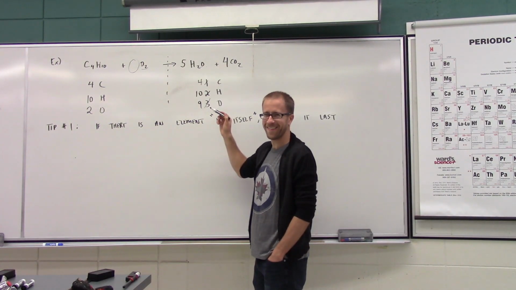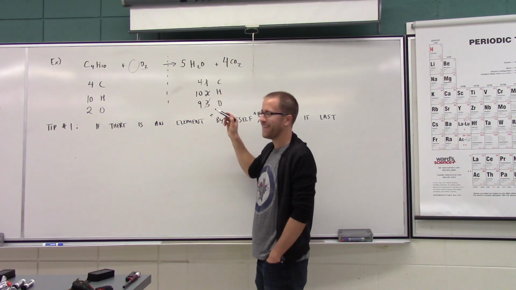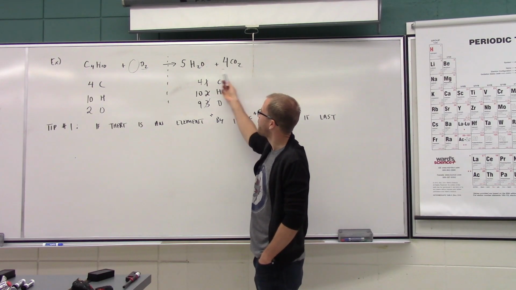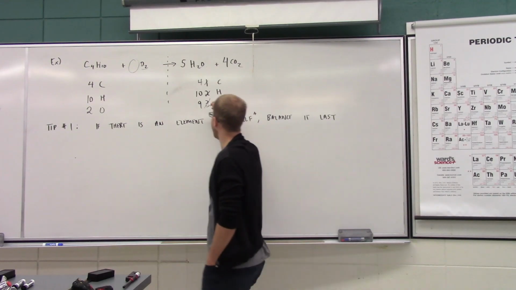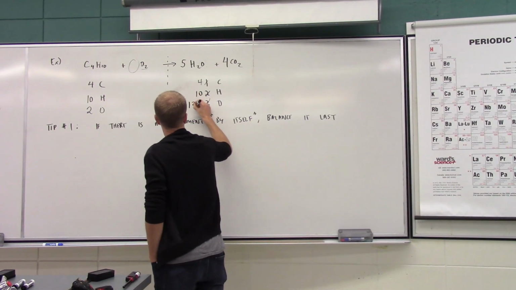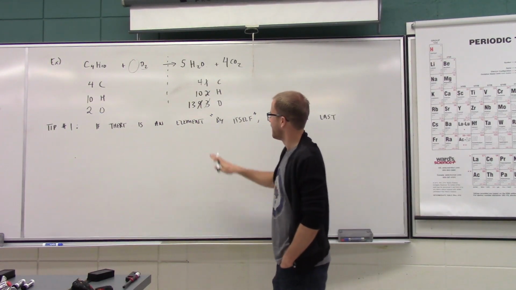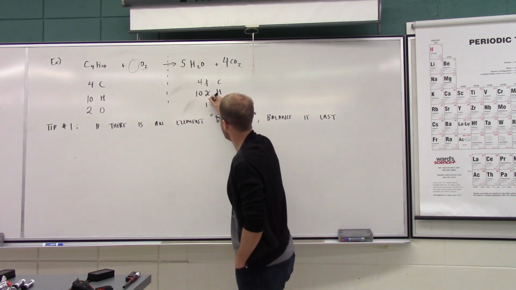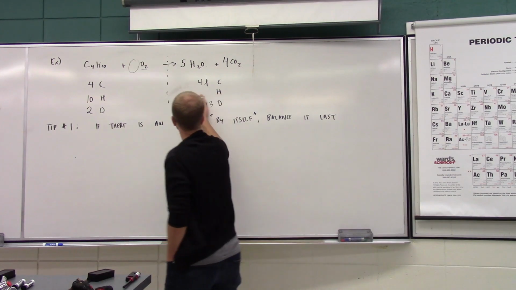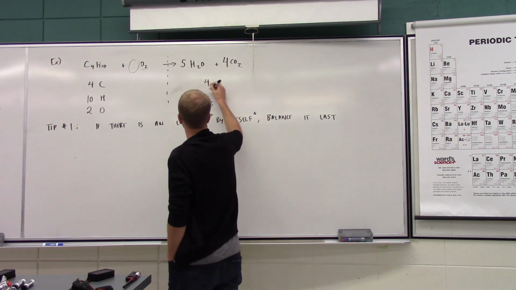Not 14. We have 8 plus 5. Hey, there we go, 13. We have 13 oxygens, right? Oh, it's getting messy. Let's just do that. We have 13 oxygens. All right, so now is everything balanced out?